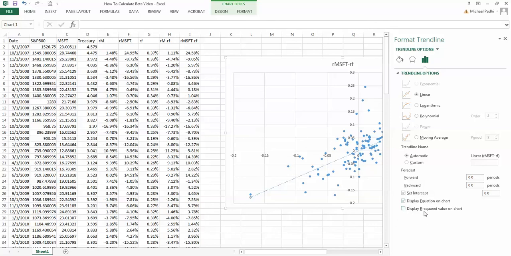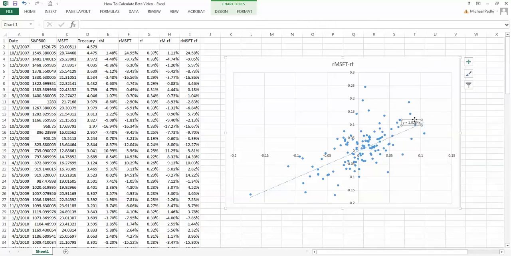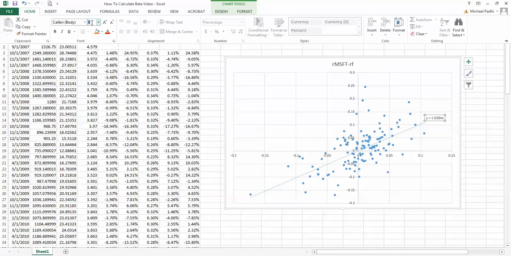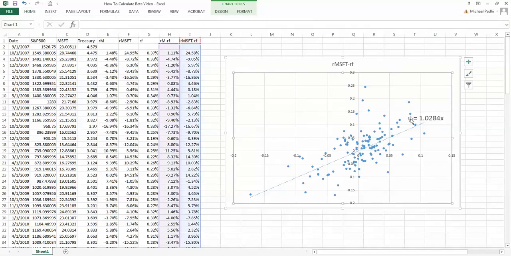We could display the R squared as well, but R squared is something different. We can talk about that in another video or another lecture. Let's just keep it simple and just look at the beta. And then we can X that out, and now we see the equation that's shown here. We make the font larger so it's easy to see. The Y stands for the Y values, which are the excess returns of Microsoft, and the X represents the excess returns of the market. And then the coefficient here is the beta.